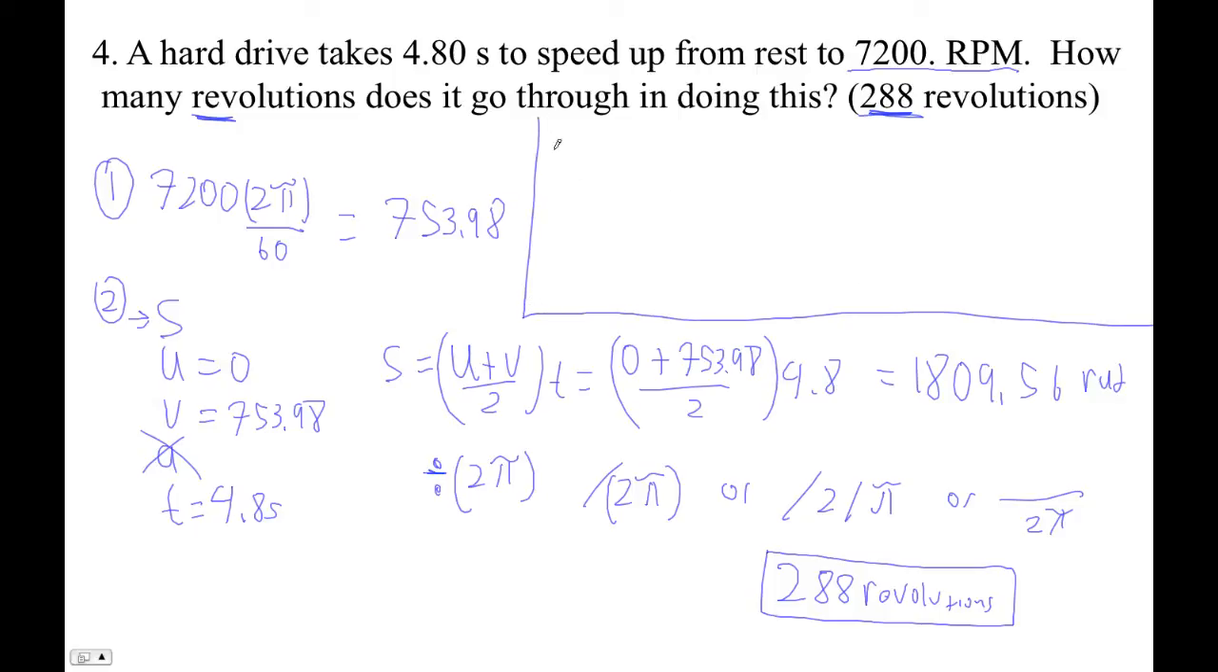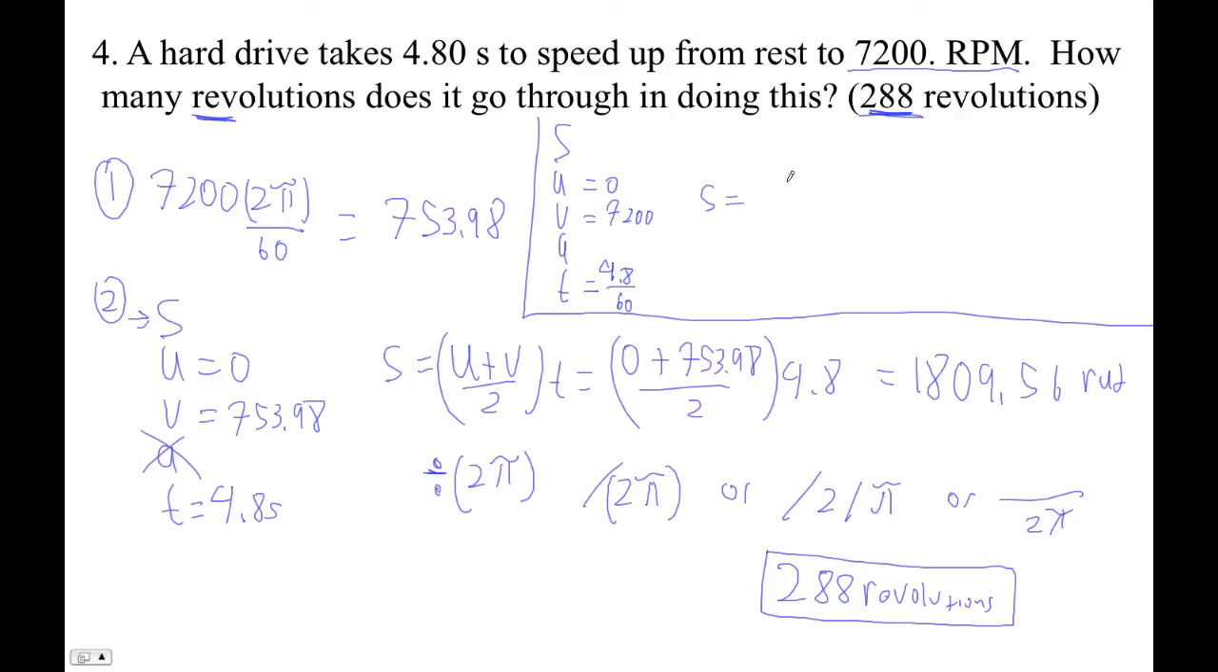Okay, I'm going to SUVAT it, right? And I'm going to say that my time is, I'm going to do everything in minutes. Time will be in minutes, right? Because it's revolutions per minute, right? So time in minutes is 4.8 over 60, right? Initial velocity is 0. This guy's 7,200, right? Use exactly the same formula.